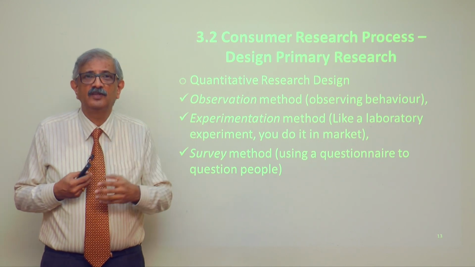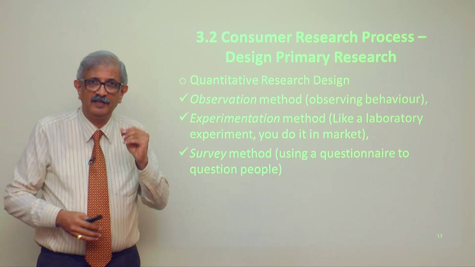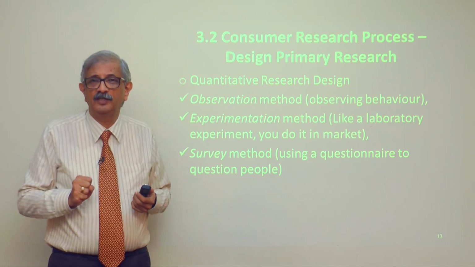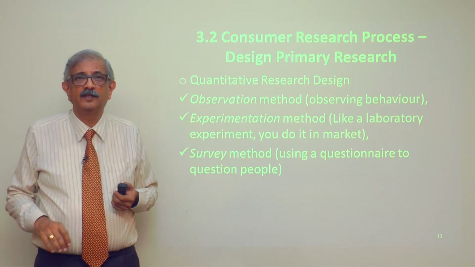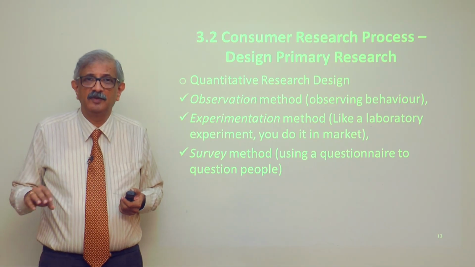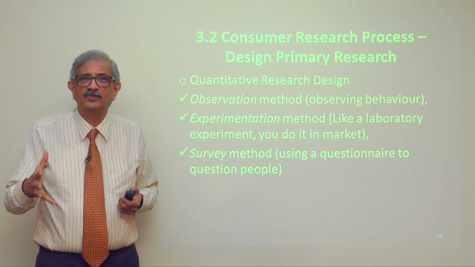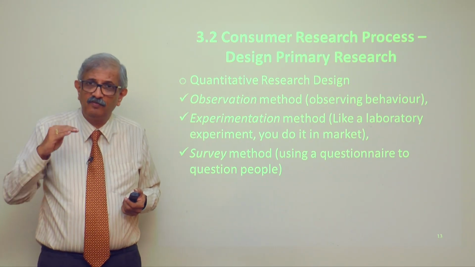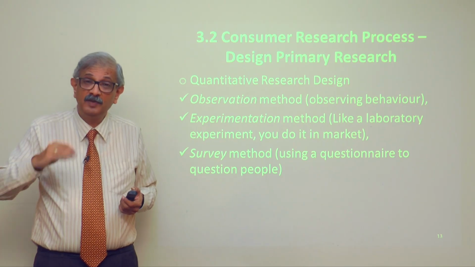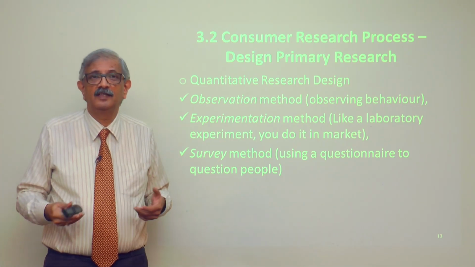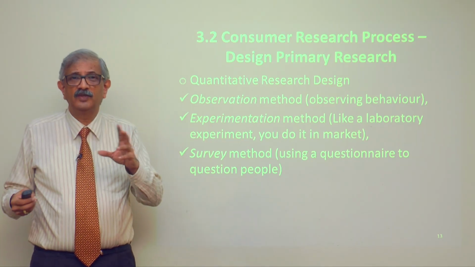So, designing a primary research, the quantitative part. If it's quantitative research, then there are types of quantitative research. That is what has been mentioned here: observation method, experimentation method, and survey method. We will study them, but just to give you an idea, you observe a behavior. That's an observation. Behavior of a consumer in real life, or behavior of a consumer in a created environment, as the case may be. So that's an observation of the consumers.